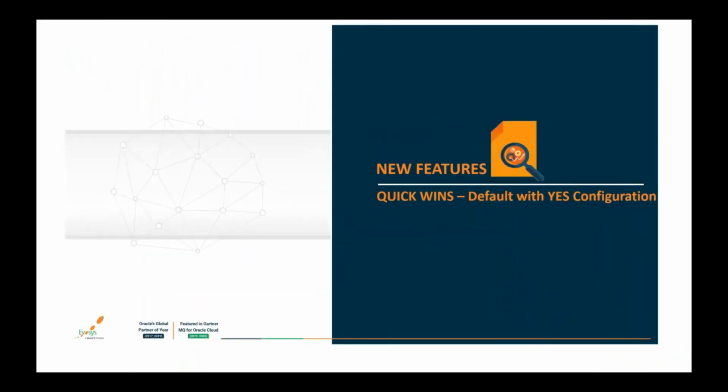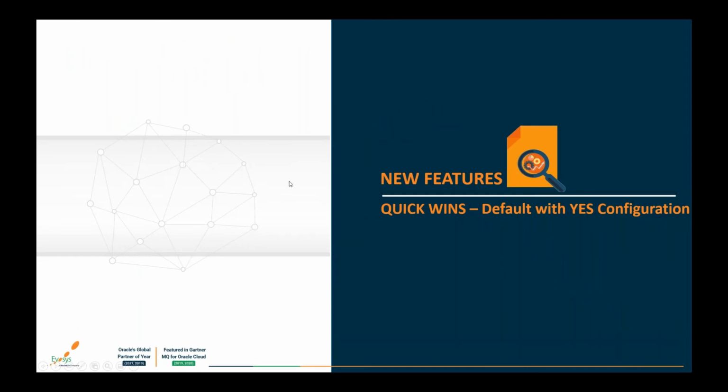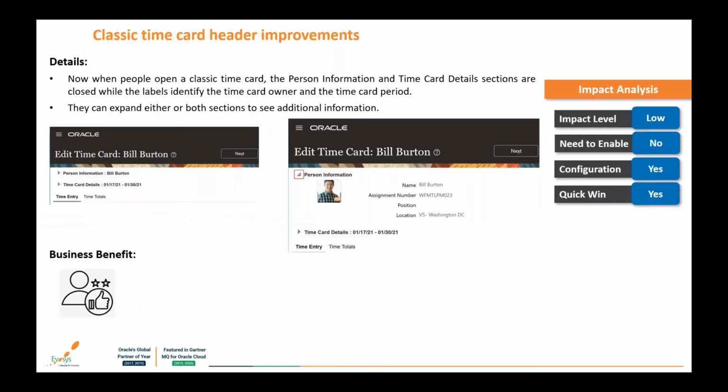And coming to the quick wins with some minimal configuration needed features. The first one is the classic time card header improvements. This is some improvement made on the time card page. We can view some additional information by expanding the sections personal information and time card details. These sections are closed, and if we expand them, we can see the additional information inside.